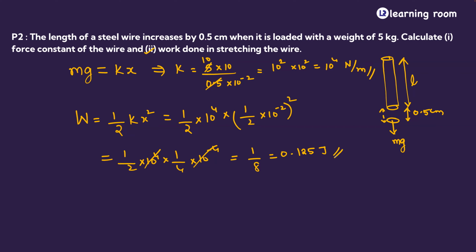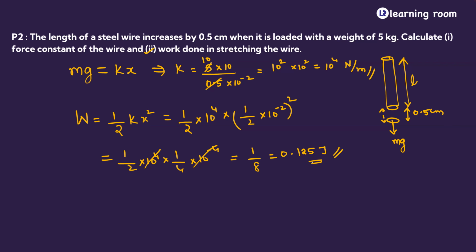No need of minus here. It is only work done. No energy is minus. Okay, here we need only the magnitude. Right? So it is going to be 0.125 joule. Okay.